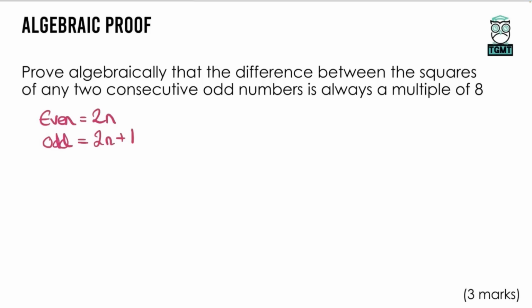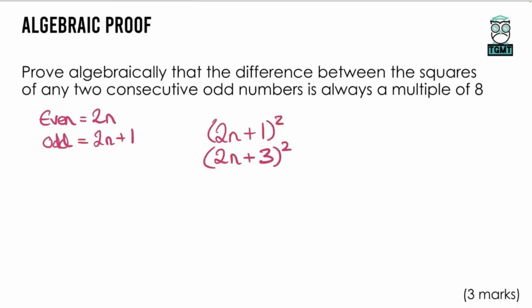So for the first odd number, we'll have 2n plus 1. The next odd number, we would add 2 to that, thinking about a number line. You add 2 to get between the odd numbers. So the next one would be 2n plus 3. Now it wants you to find the difference between the squares of these. So the squares of them, we would put them in brackets and square them, which is going to mean we've got 2 lots of double brackets to do.